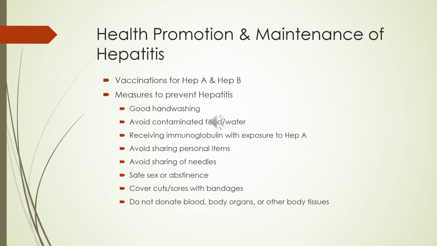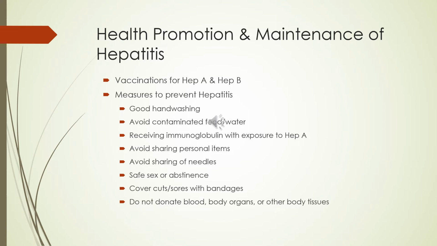Health promotion and maintenance of hepatitis becomes very important. First and foremost, we want to make sure that we are vaccinating for hepatitis A and hepatitis B. I have a vaccination schedule listed on here. I'm not so interested that you know that schedule itself, but that there are options available, and many of our patients do get vaccinated at birth to begin with and then throughout their growth cycle. But if they have not had them, then yes, as an adult, we can also be vaccinated.